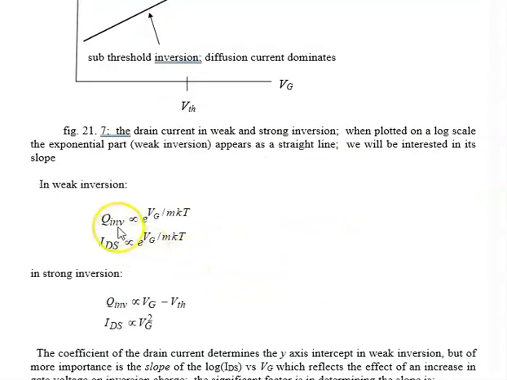And we can summarize that in two proportionalities. In weak inversion, the Q inversion is proportional to e to the Vg over nkT, and the IDS is also proportional to the exponent. That's why we have diffusion current, same exact thing that we had in the bipolar junction transistor, whereas in strong inversion, the Q inversion is proportional to the difference between Vg minus V threshold, not the exponent, and the IDS, the drain current, is proportional to Vg squared.